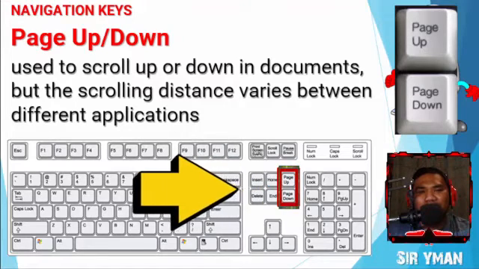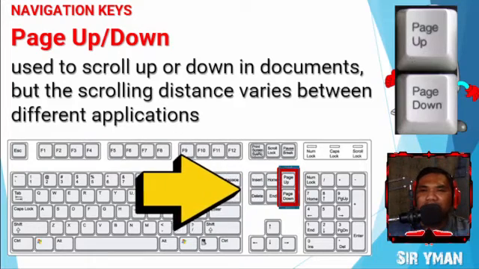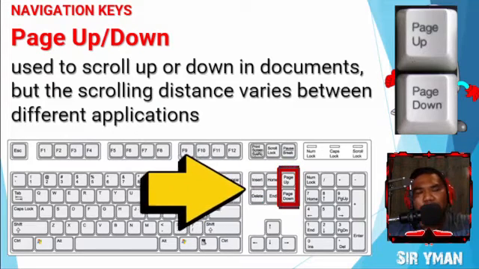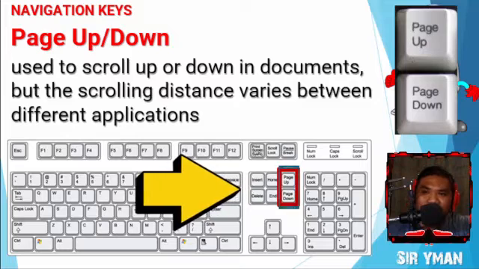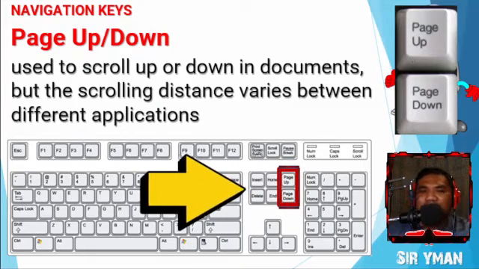If you want to move your cursor several lines going up, use page up. If you want to move your cursor several lines down, use page down. Page up and page down are also used for scrolling sa websites. The two keys are primarily used to scroll up or down in documents, but the scrolling distance varies between different applications.